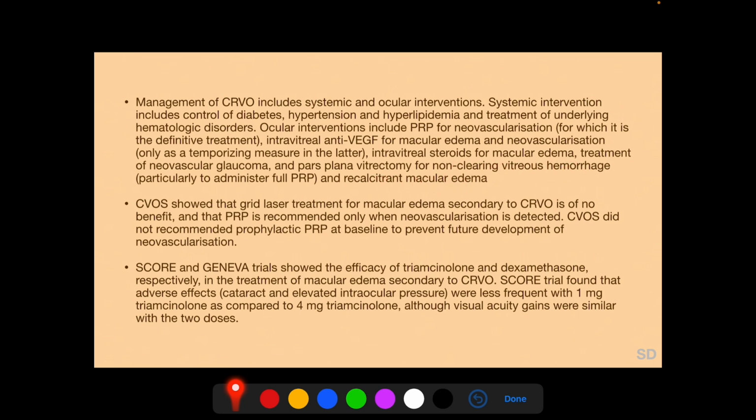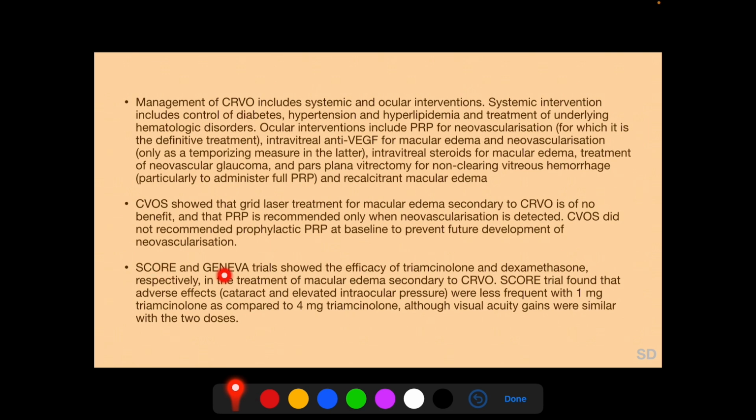edema. CVOS showed that grid laser treatment for macular edema secondary to CRVO is of no clinical benefit, and that PRP is recommended only when neovascularization is detected. CVOS did not recommend prophylactic PRP at baseline to prevent future development of neovascularization.